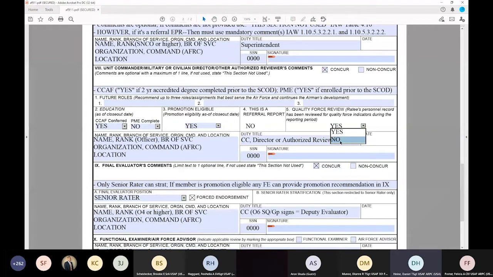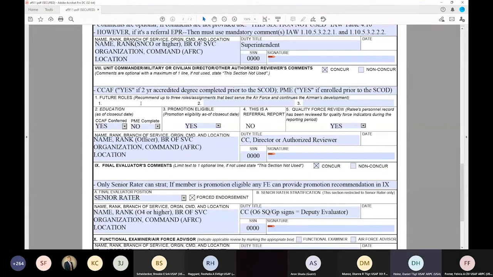If this is marked no, we will be sending it back because the member's personnel record was not reviewed for quality force indicators during the reporting period. I didn't mention future roles, so we don't have too much guidance in the AFI in regards to future roles. As long as the member is recommended a role or assignment that best serves the Air Force and continues the airman's development, then that future role is acceptable.